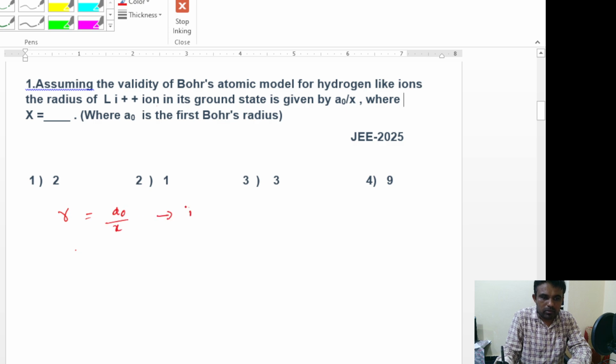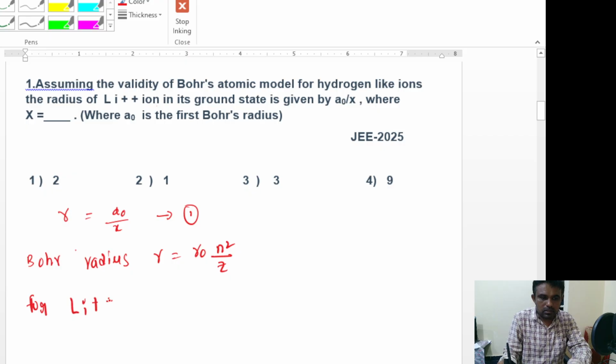That is equation number 1. The Bohr radius r is equal to r naught into n square by Z. For lithium plus ion, the atomic number Z is equal to 3.